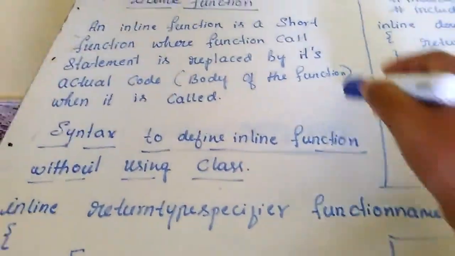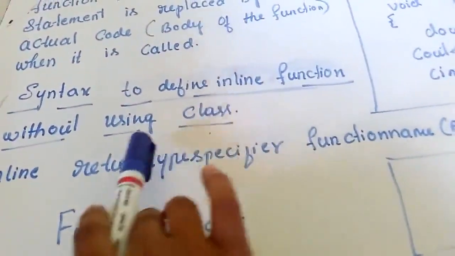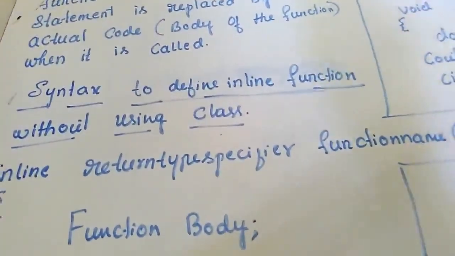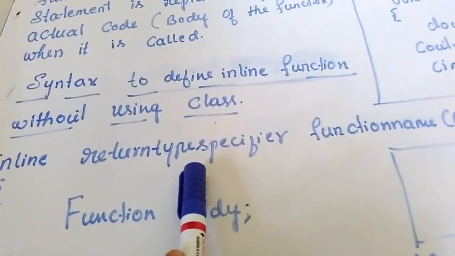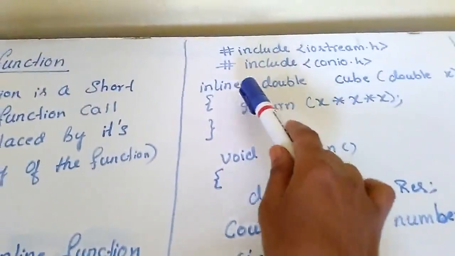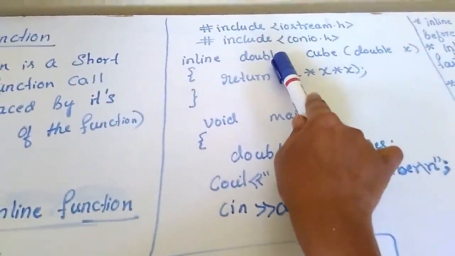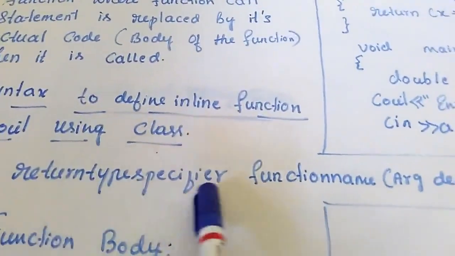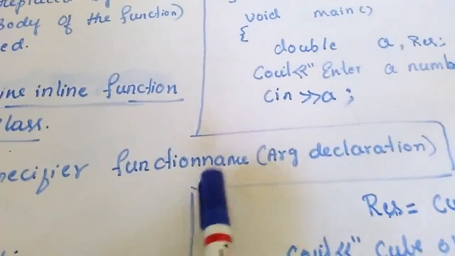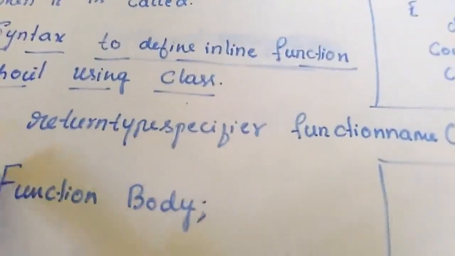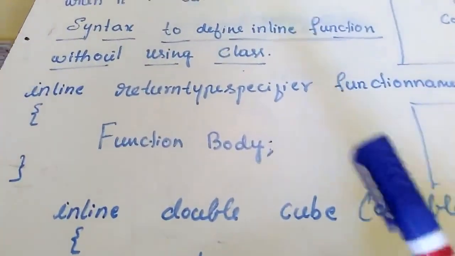I hope you understood the definition of inline function. Now let us write the syntax, without using a class. Comparing with this example: inline is a keyword, the return type specifier, here double, then cube is the function name, then the argument declaration, then an open curly bracket, the body of the function, and a close curly bracket. This is the syntax to define an inline function without using a class.